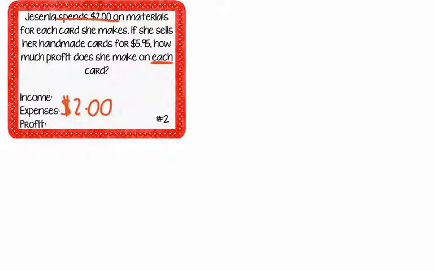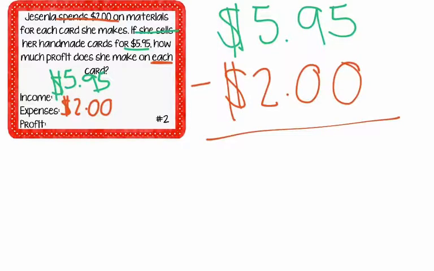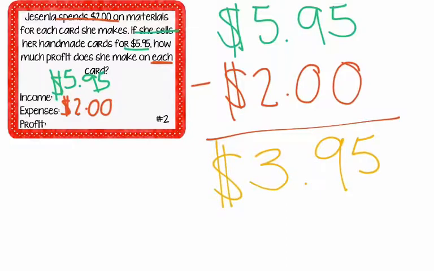Her income, she sells them for $5.95. So her income is $5.95. Now all I have to do is take the $5.95, that's my income, subtract my expenses of $2, and I'll get the profit. So my profit is $3.95.